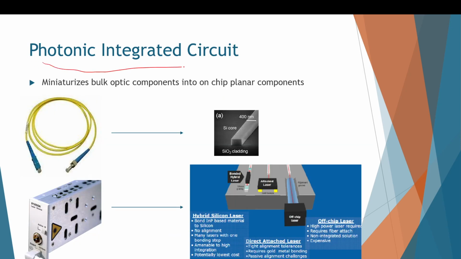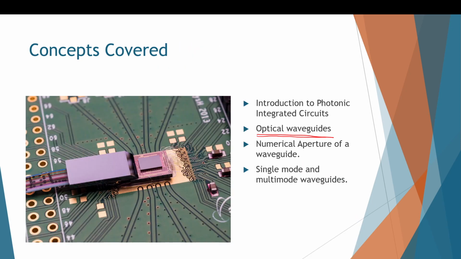To introduce photonic integrated circuits, these are basically photonic components, but we are trying to miniaturize these components. The idea is to get all these components on a chip like this. Here you can see a PCB board, just like an electronic circuit PCB board, and on top we have mounted a photonic integrated circuit chip. This is the chip, and then there is some flip chip bonding here. These are the fiber arrays.